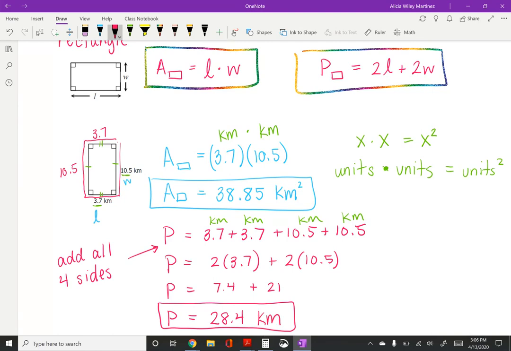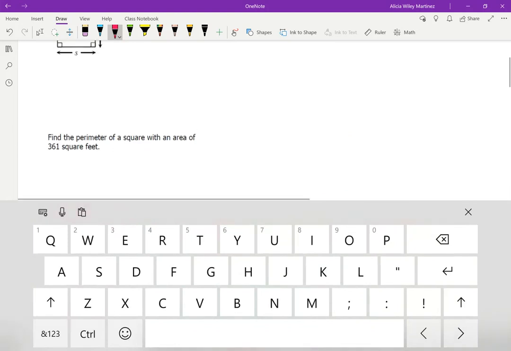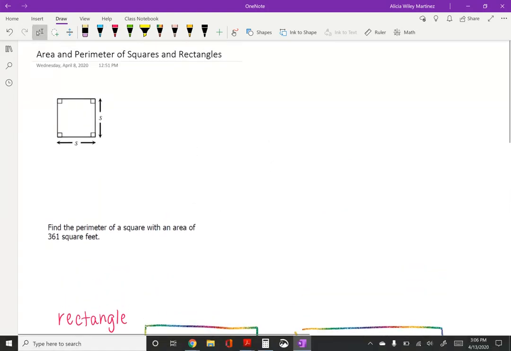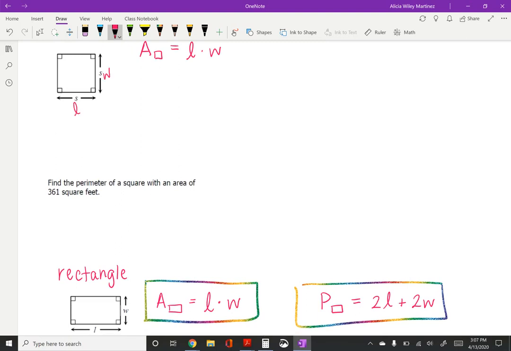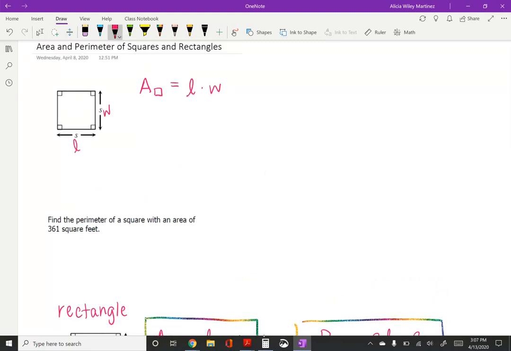So that's rectangles. Now a square is done the same exact way. The only difference here is that with the square, all the sides are the same length. So when you go to find the area of a square, it's still length times width. That's essentially what it is. The difference here is that the length and the width, so this is L, this is W if you're looking at the last picture, they're the same. All of these are congruent. They're all the same because it's a square.